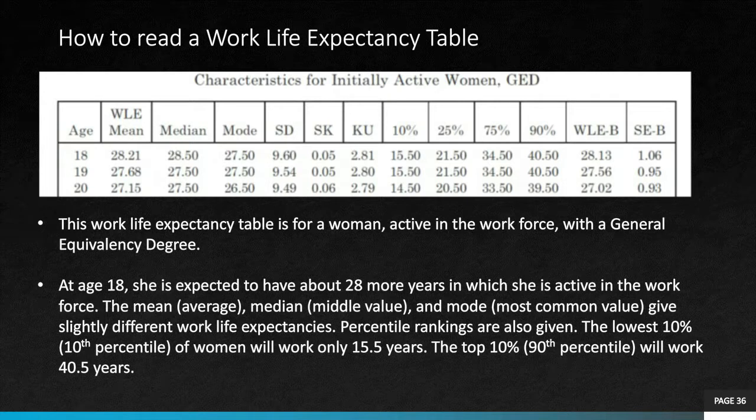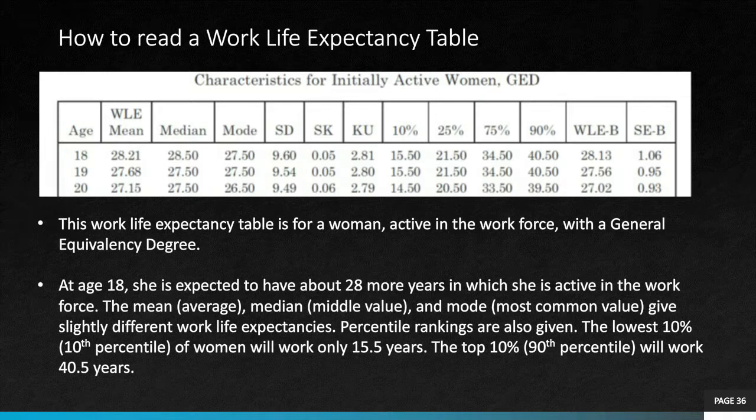Then as we're going across, you'll see the 10%, the 25%, the 75%, and the 90%. These are percentiles. The number under 10%, which is 15.5, is the bottom 10%, who are expected to only have a work-life expectancy of about 15 years. Under the 90th percentile, that means that 90% of the people studied are below this. The top 10% are expected to work 40 years.